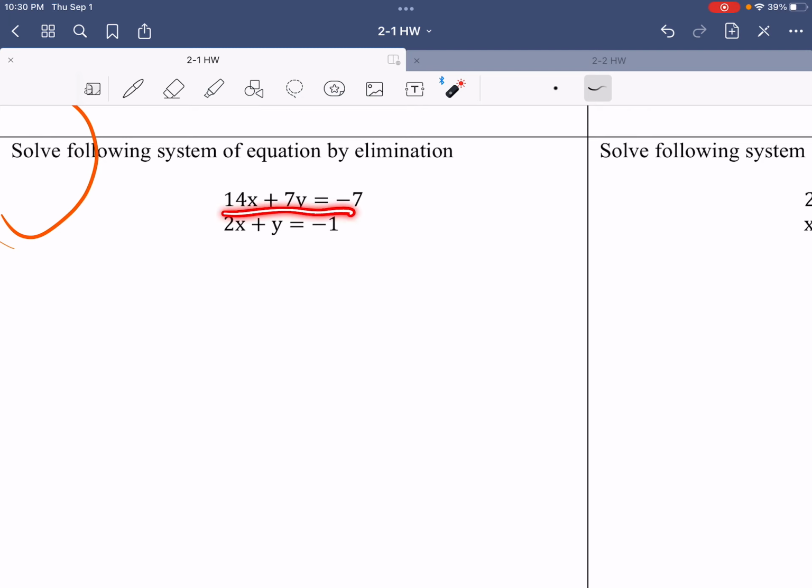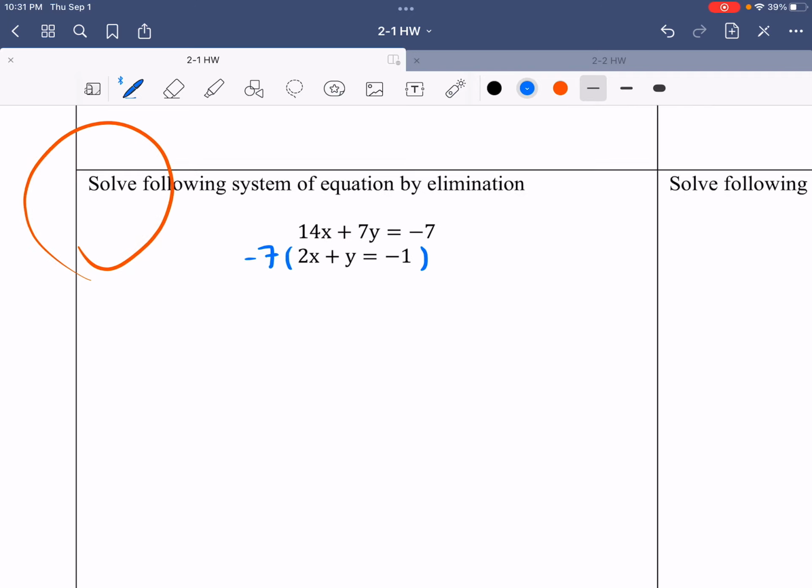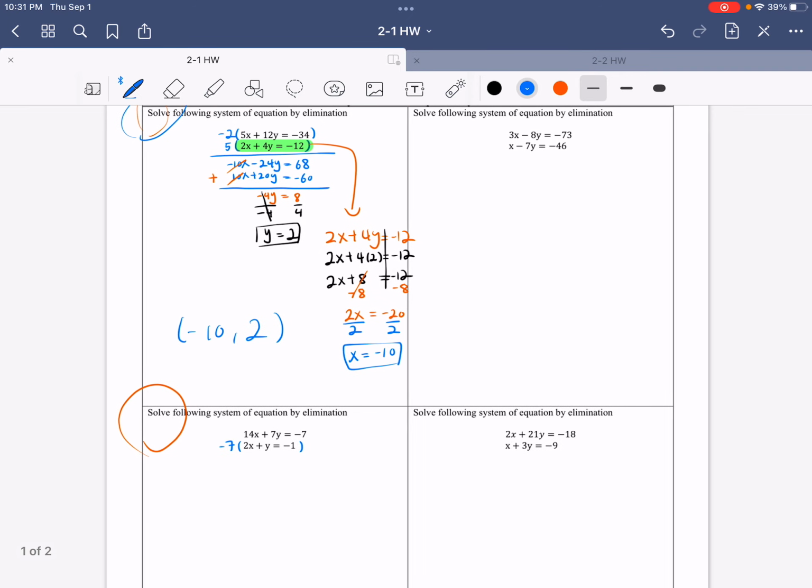Now, again, you want to match this one up, but a 2 goes into 14, okay? If you multiply by 7, alright? Because 7 times 2 becomes 14. So I don't have to multiply anything on the top. But I want them to have a different sign, so I'm going to multiply by negative, okay? So that's different from here.